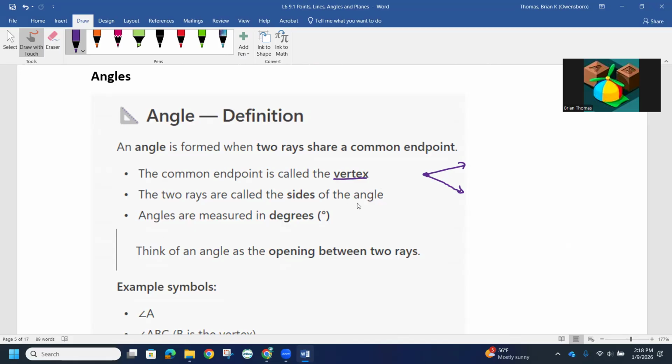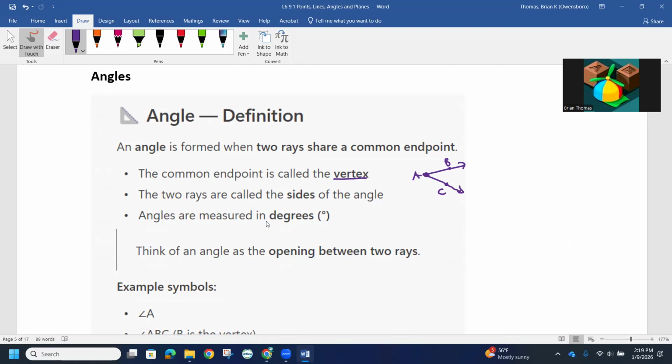The two rays themselves are called the sides of the angle. So if I call this point A and this point B, and this A and maybe we'll call this C, notice that this ray AB becomes one side of the angle, ray AC becomes the other side of the angle. So we have the vertex and the two sides.